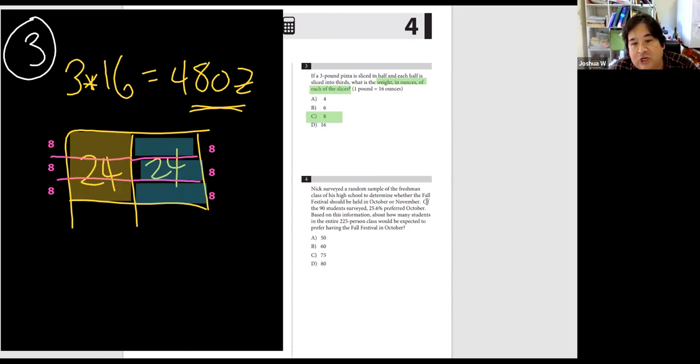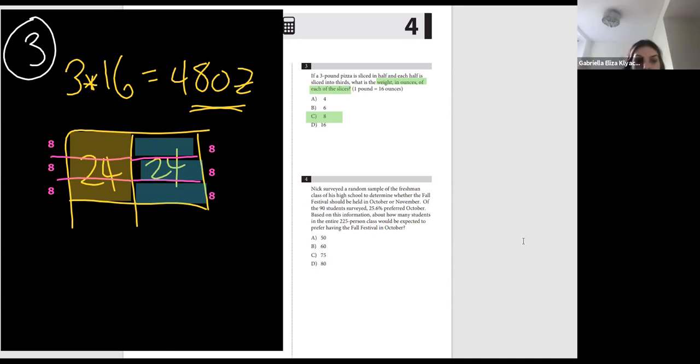Okay, what about question number 4? Very good, Gabriella. What about number 4? Question number 4. Nick surveyed a random sample of the freshman class of his high school to determine whether the fall festival should be held in October or November. Of the 90 students surveyed, 25.6% preferred October. Based on this information, about how many students in the entire 225-person class would be expected to prefer having the fall festival in October?